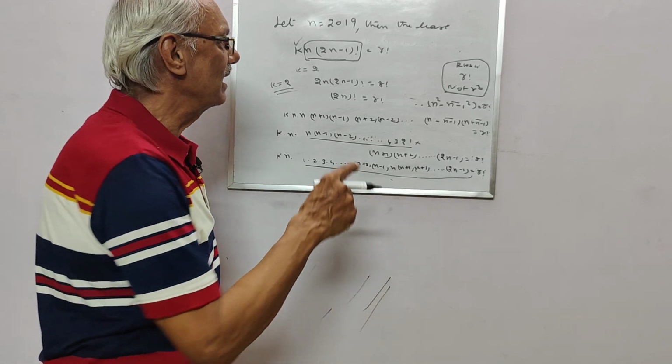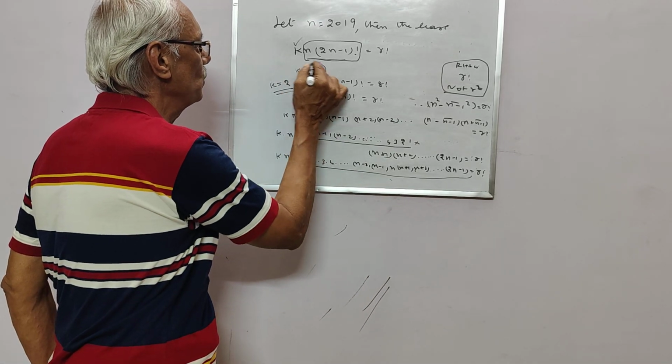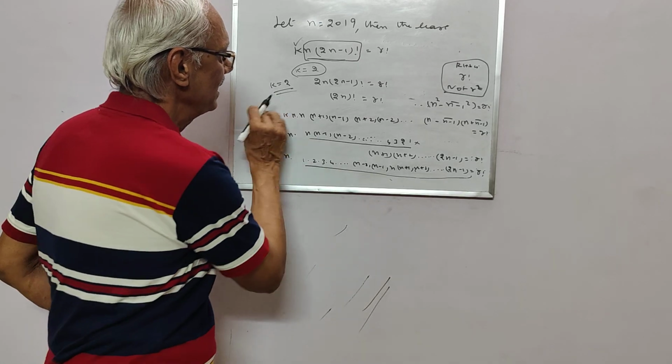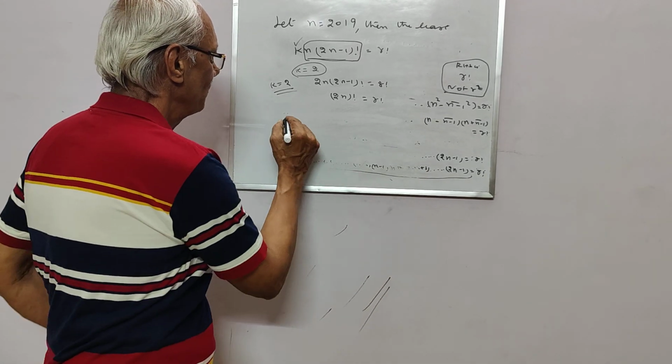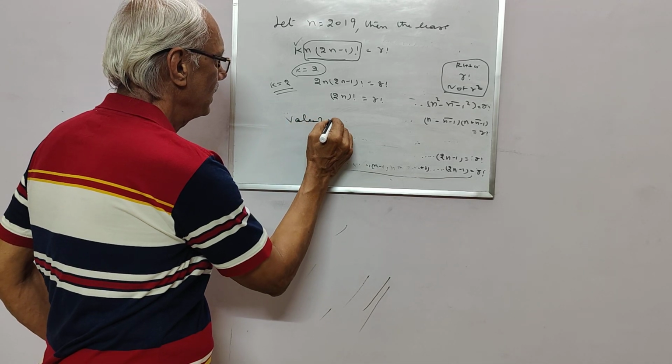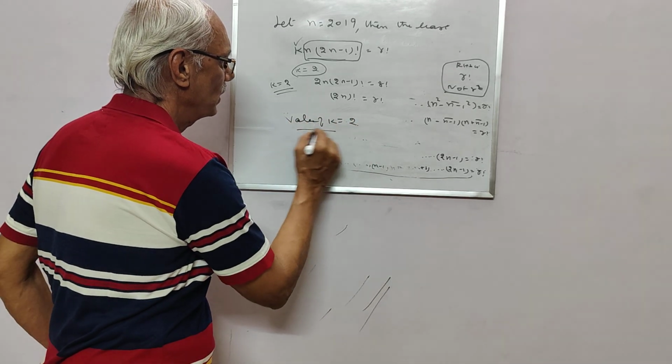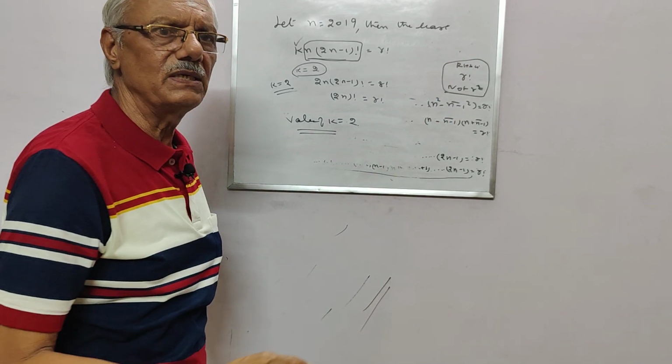Are you able to understand? Therefore, the value of k is equal to 2. So this implies that the value of k must be 2. Okay, that is what is given in the problem.